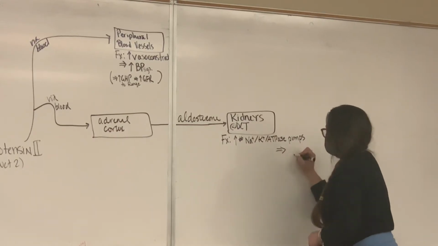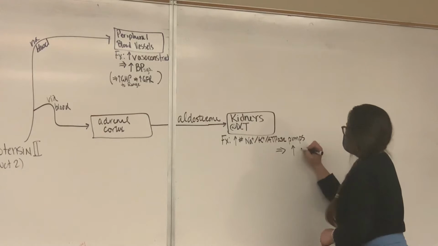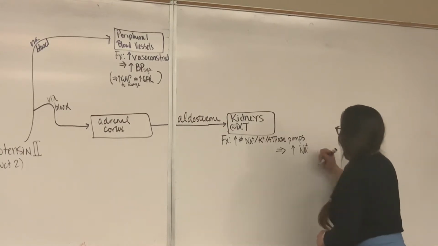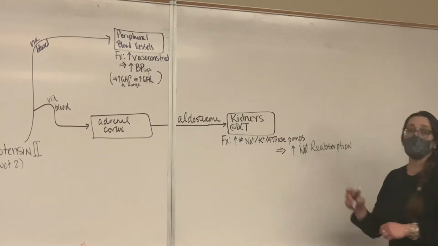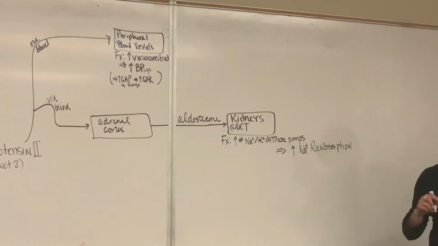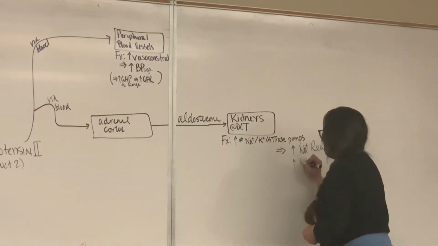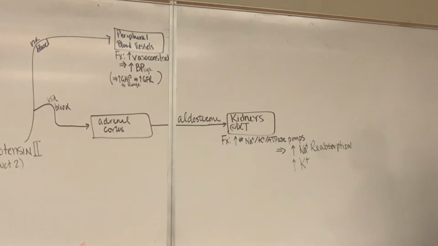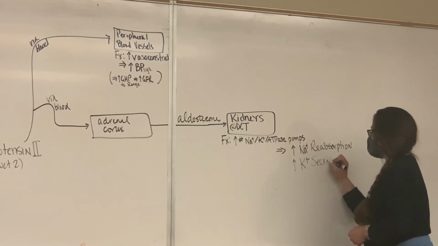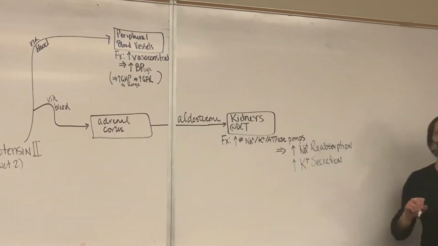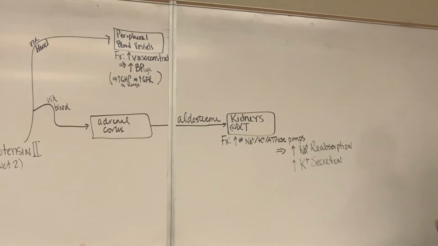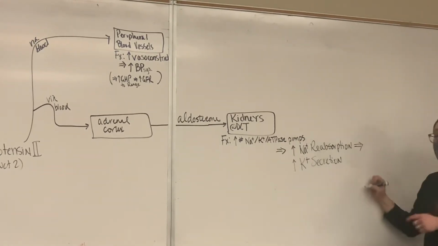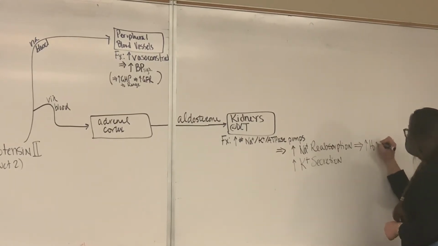So by having more of these pumps in the plasma membranes of the simple cuboidal epithelial cells, what this does is cause an increase in the reabsorption of what? Sodium. Increase in sodium reabsorption at the DCT. It's a counter transport pump, so as we're reabsorbing more sodium, we have to be doing more what with potassium? Secretion does the opposite. So we're reabsorbing more sodium, we're secreting more potassium, and water will passively follow the sodium. So as we're reabsorbing more sodium, water passively follows, and we increase water reabsorption.